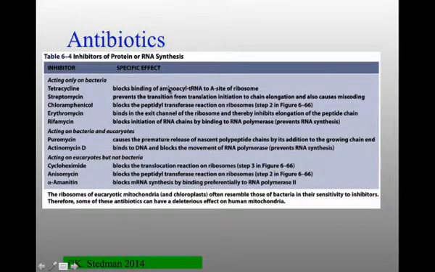Tetracycline blocks binding of aminoacyl tRNA. Streptomycin blocks translation initiation, chain elongation, and causes miscoding while the ribosome is functioning. Another blocks peptidyltransferase, ribosomal function. Another binds the exit channel, ribosomal function. Puromycin, polypeptide chains, elongation; cycloheximide, translocation reaction; acetylmycin, peptidyltransferase. So all of these are interacting with the ribosome, and the ribosome is almost completely made up of ribosomal RNAs.